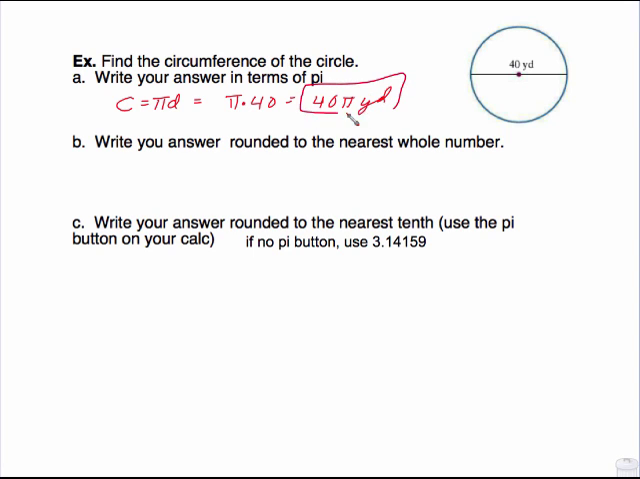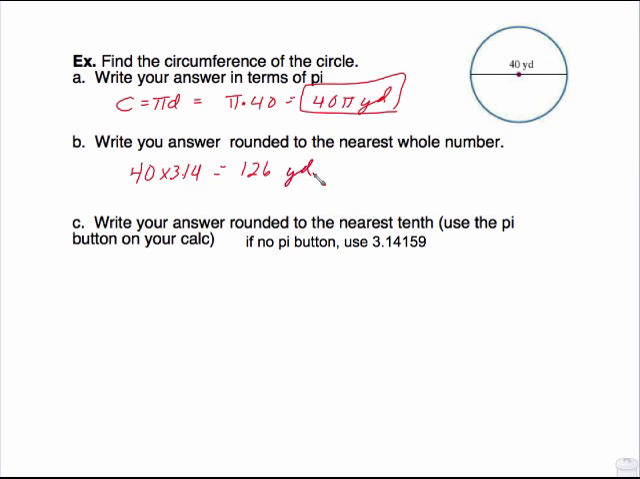Now for a little bit we've been talking about area, and the unit for area is square units. The unit for circumference is back to plain old linear units. So this is 40 pi yards. Now this says write your answer rounded to the nearest whole number. So I'm doing 40 times 3.14, and rounded to the nearest whole number is 126 yards.